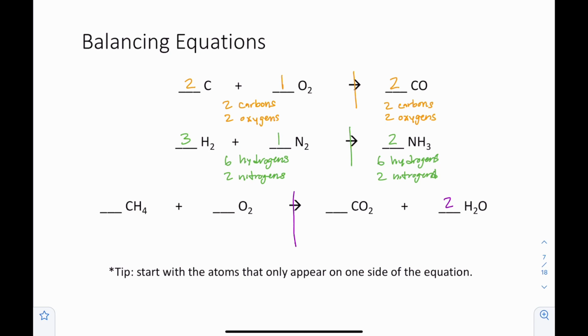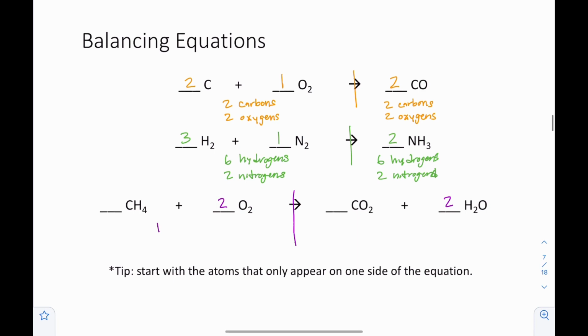Now that our carbons and hydrogens are balanced, let's move on to the oxygens. The total number of oxygens on the right side are 2 oxygens here and 2 oxygens here, for a total of 4 oxygens on the right side of the equation. That means that we need 4 oxygens on the left side of the equation as well. So I'm going to put a coefficient of 2 because 2 times 2 is a total of 4 oxygens.